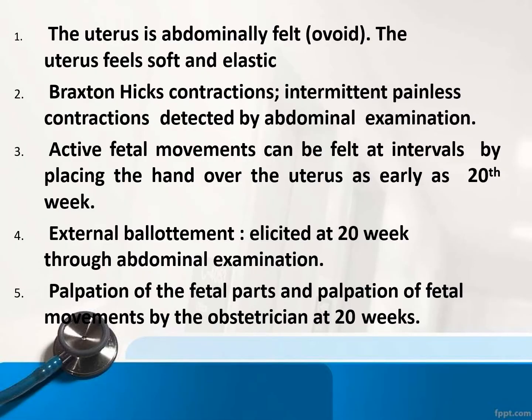The uterus usually is ovoid in shape during the pregnancy, and it will be soft and elastic. Another one is Braxton Hicks contraction, that is intermittent painless contractions of the uterus, and you can feel it when you are doing the abdominal examination. And the mother will be able to identify the fetal movements. The active fetal movements will be able to feel from the 20th week onwards, and external ballottement can be elicited by 20th week during the abdominal examination, and we can palpate even the fetal parts from 20th week onwards, and very clearly you can identify the fetal parts from 28th week onwards.